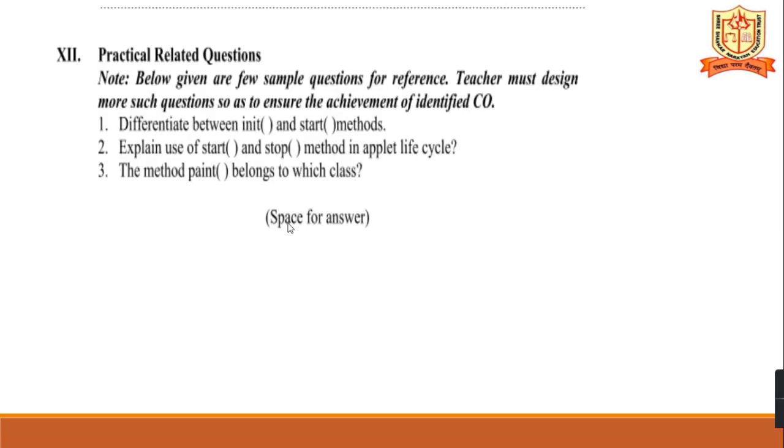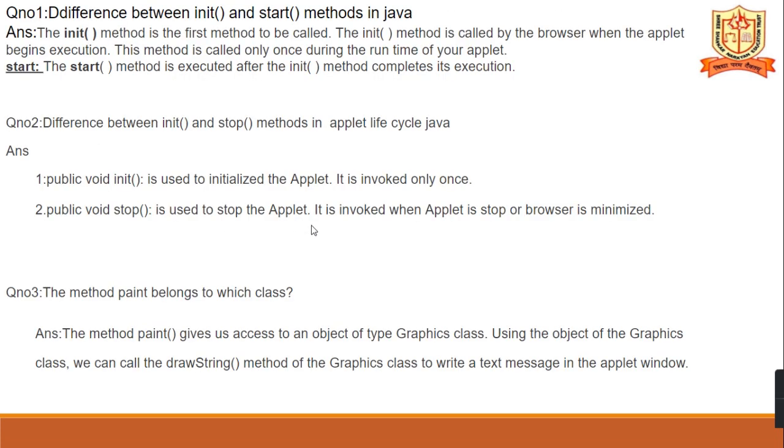We will see the programs. These are the questions. What is the difference between init and start methods in Java? The init method is the first method to be called. The init method is called by the browser when the applet begins execution. This method is called only once during the runtime of the applet. The start method is executed after the init method completes its execution. And what is the difference between init and stop methods?